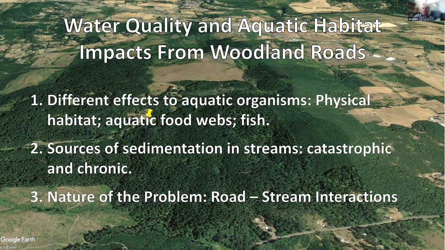When we look at various sources of sediment in streams, we have 2 general classes. One is the catastrophic things, and we'll talk a little bit about landslides and some of the other problems, particularly those related to roads, but also some of the chronic problems that are caused by roads. And then finally, I want to go through a little bit about how we look at a road in relationship to the water that's hitting the road and flowing off of the road.